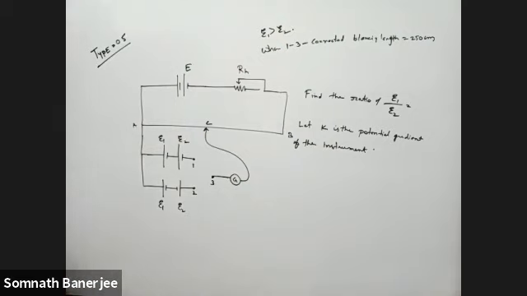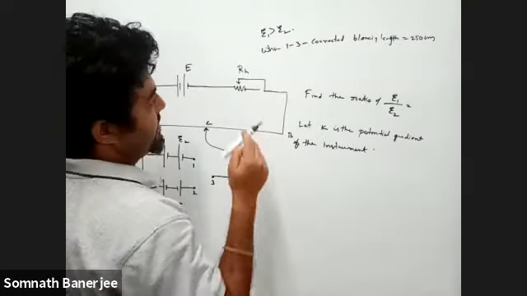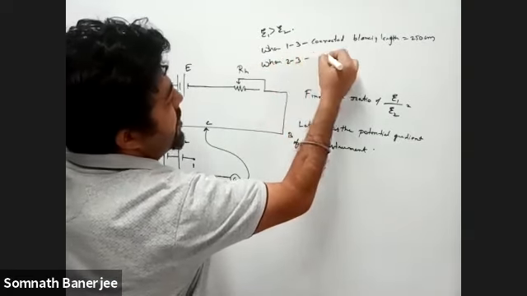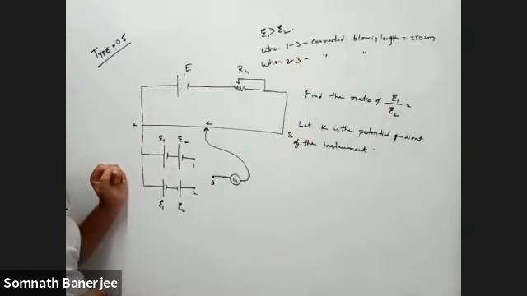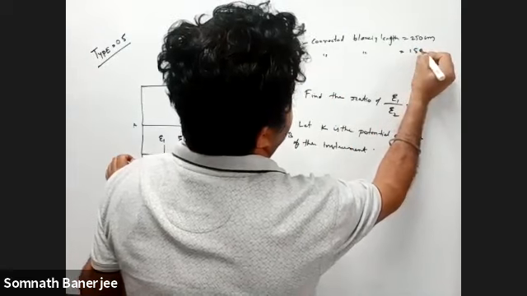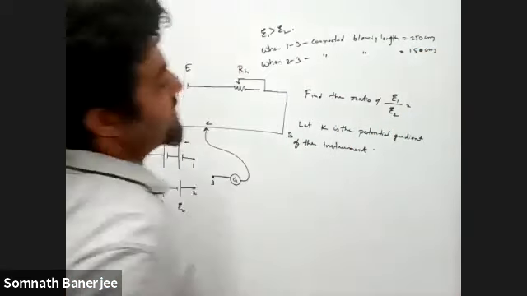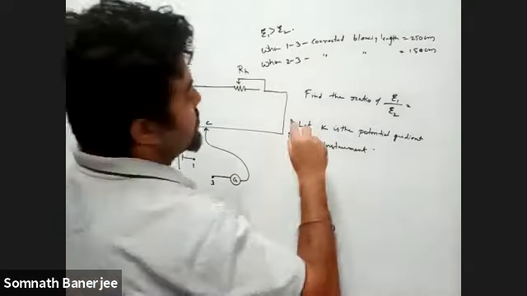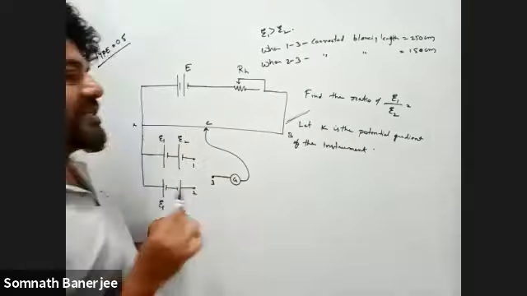And now they give you some information. When 1 and 3 are connected, balancing length is 250 centimeter. When 2 and 3 connected, balancing length is suppose 150 centimeter. Find the ratio of E1 by E2. तो ये है मेरा क्वेश्चन. तो आंसर यहाँ से शुरू होगा. तो मुझे सेम बात लिखना पड़ेगा.